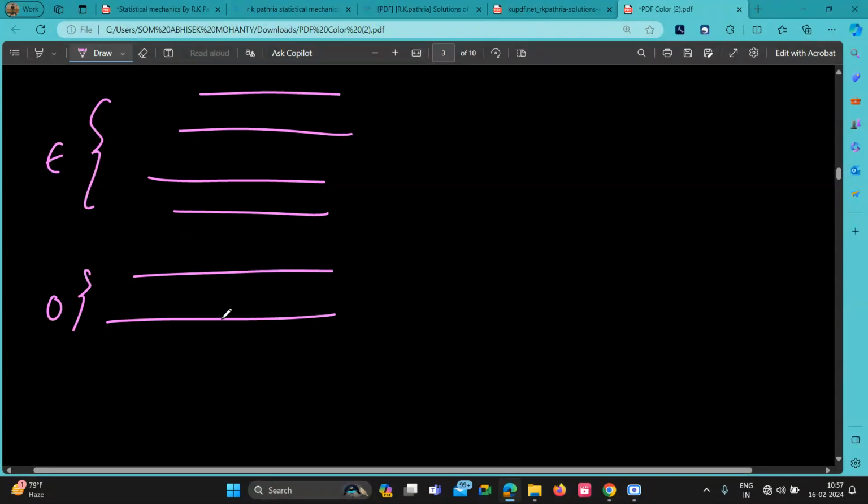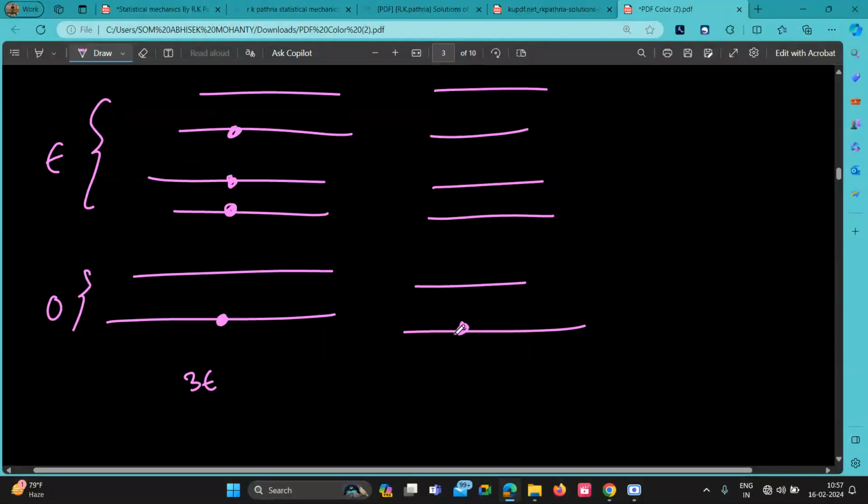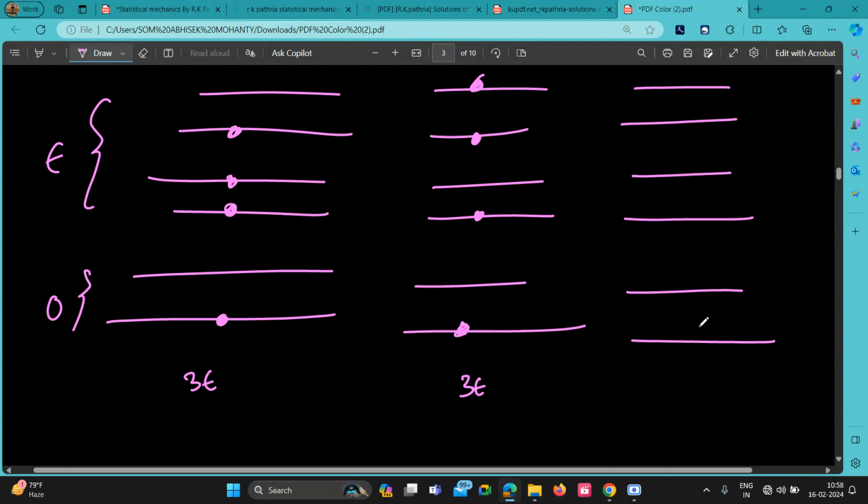Suppose this is 0, this is epsilon. For example, we'll only keep one particle in the 0. So 3 particles in epsilon: 1, 2, 3. So this is 3 epsilon. One particle here, 1, 2, 3. This is also 3 epsilon. One particle here, and this is 3 epsilon, right? This is also 3 epsilon.